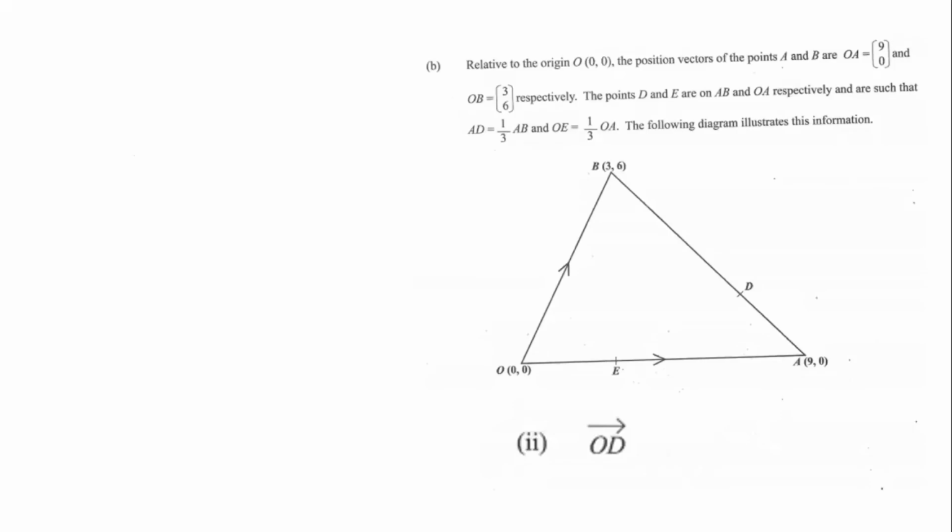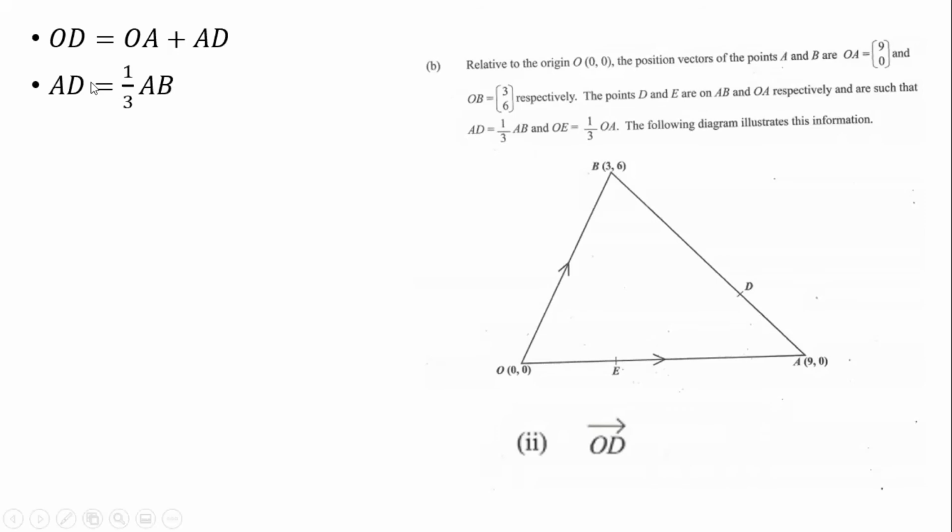For this part of the question, we're asked to find OD. So from O, OD going straight across, is made up of a combination. Therefore, OD will be equal to OA plus AD. We don't know the value of AD as yet, but the question told us that AD is equal to 1/3 of AB. We just found what AB is, so we can now work out AD.